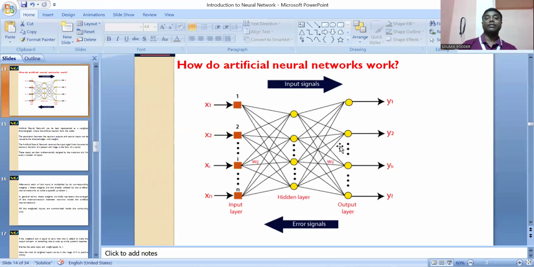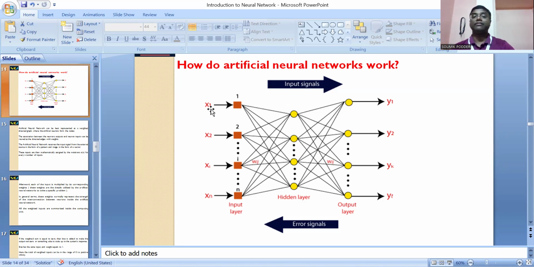Now, how do artificial neural networks work? As already stated previously, each input signal coming from the respective nodes will be multiplied by its respective weight function and then go to the hidden layers. After that, the same value will be further multiplied with another weight function to go to the output nodes. Thus, we can predict the output.